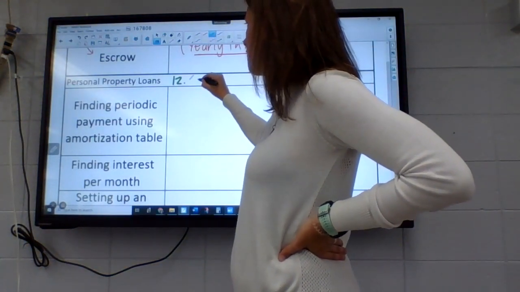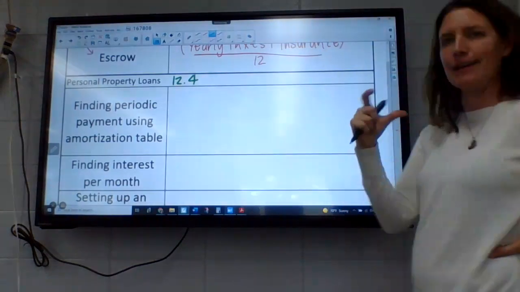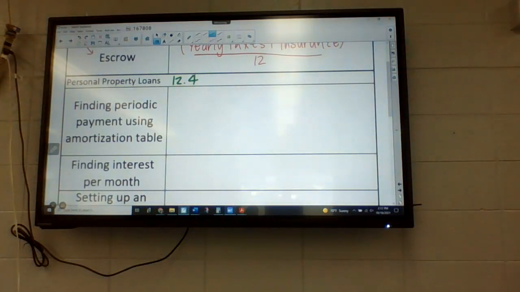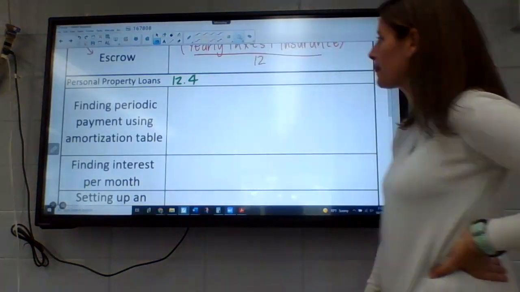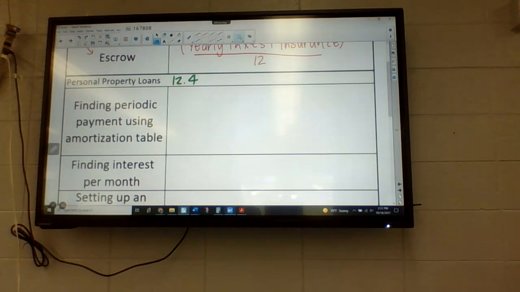For the test, I'll have them all on there. Either I'll have them right next to it, or I'll tell you which table to use. I'm not going to have you trying to guess which table.